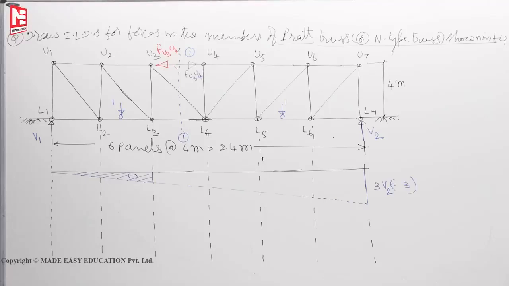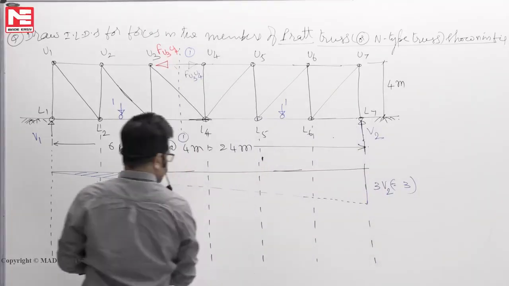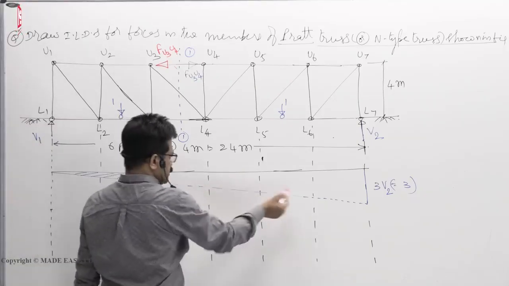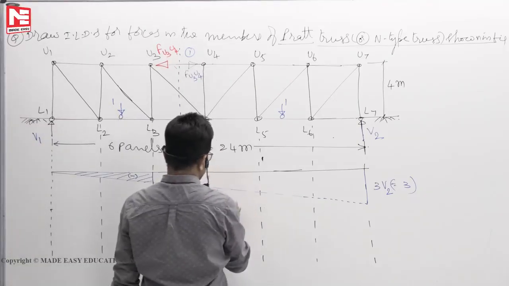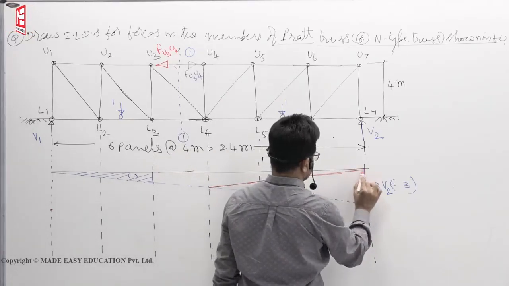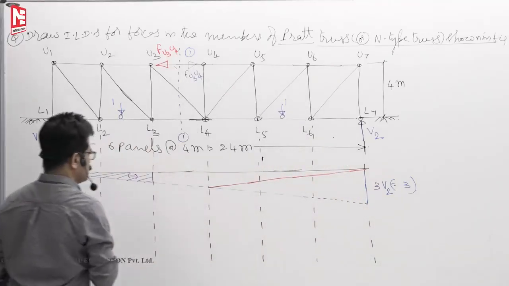So, draw ILD for 3V1 and consider between L4 and L7 only. Now come to this problem, this is 3V1. Because both are symmetrical, they have to intersect at the midpoint. Like this.